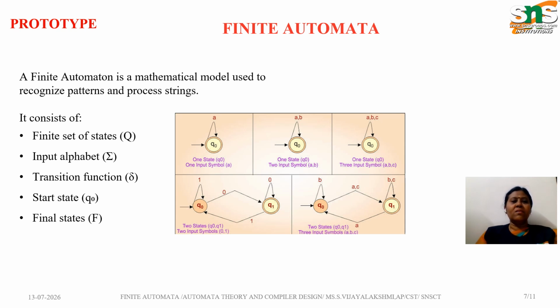A finite automaton is a mathematical model used to recognize patterns and process strings. It consists of 5 tuples: a finite set of states called Q, the input alphabet sigma, the transition function delta, the start state Q0 and the final states F.